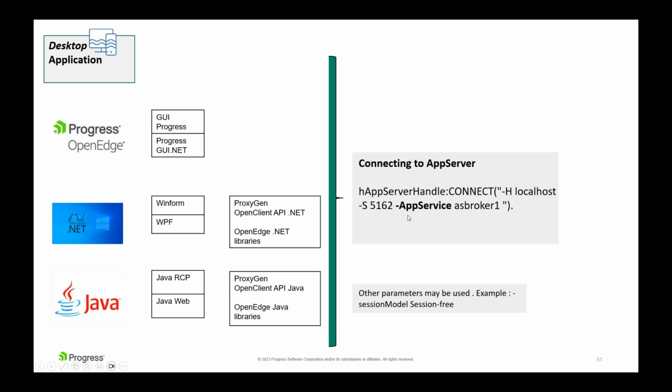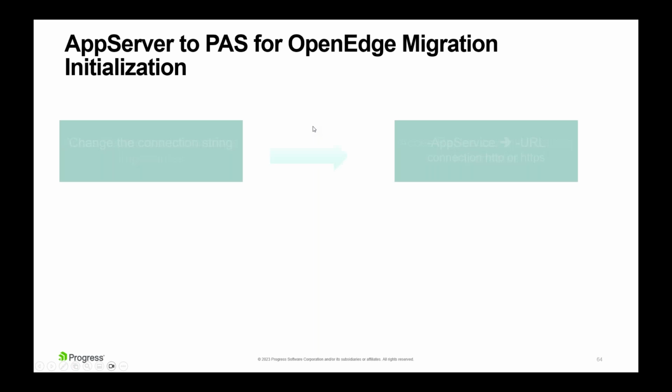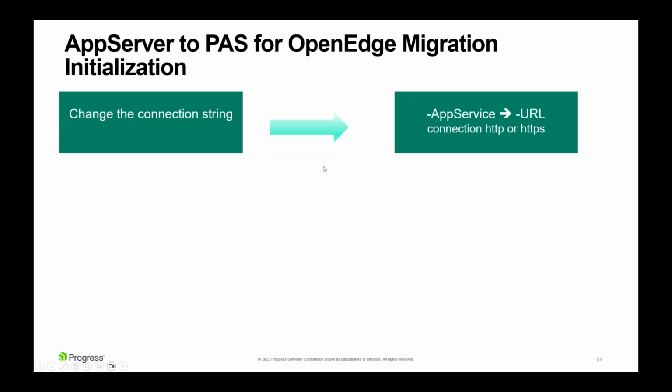Previously, you had a -AppService connecting to a broker AppServer, and mainly you need to change to a URL: localhost or the name of your server, the port, and the kind of transport you want to use, APSB, REST, or web, for example. There are also links in the documentation about migration and a knowledge base if you are using WebSpeed. And WebSpeed is also running on PASOE. So it's mainly very simple to do.